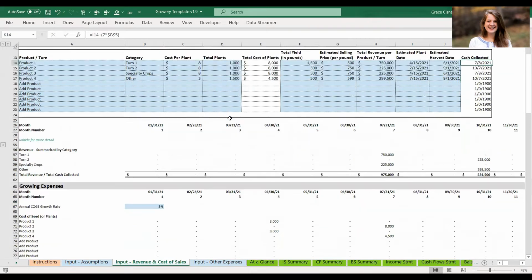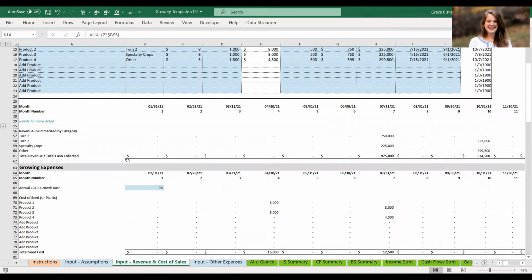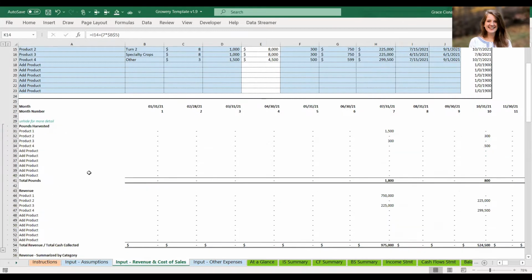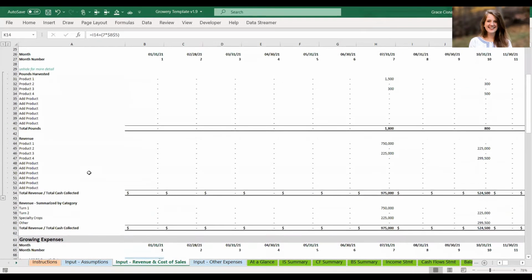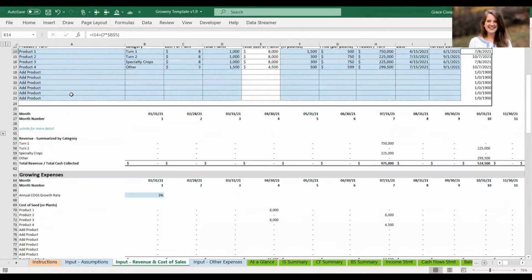So once you've filled out all this, we're going to calculate first your revenue, and then we're going to look at the different growing expenses. So your revenue, there's a bit of detail that's hidden here that calculates out each product. And then it is all summarized in the summary at the bottom.